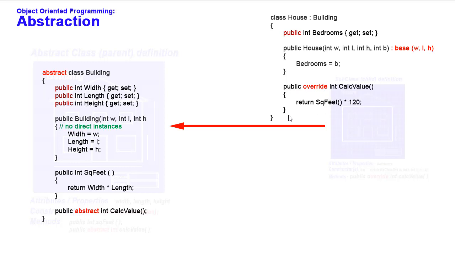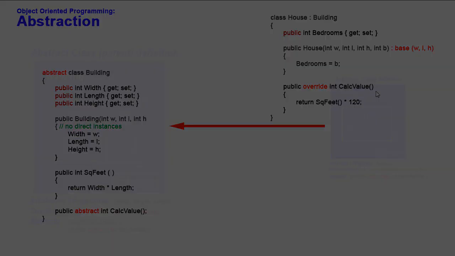This might be implemented a bit differently in the outhouse concrete class, where we're going to take the square feet maybe times 10. And then for a church, again, might be calculated differently. Maybe it's the square feet times 200. Each one of those concrete classes must implement that calc value abstract method.